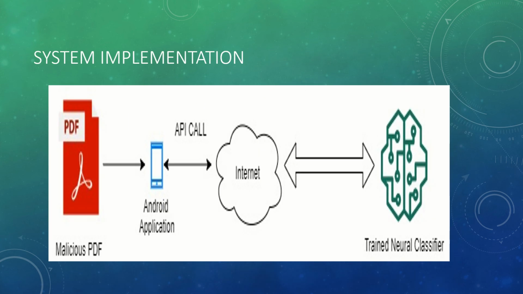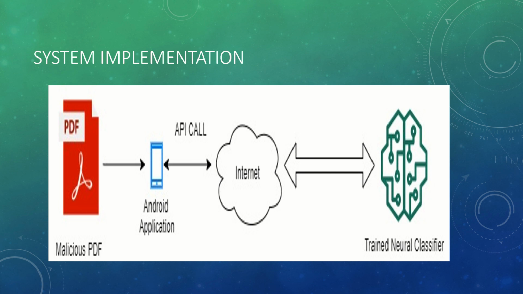This is the system implementation, and as we can see here, the diagrammatic representation of the system. A malicious PDF comes into the downloads folder of the Android system. As soon as it drops into the downloads folder, the Android application that we will be designing will keep an eye on that particular PDF file. As soon as the Android app detects a recent PDF file, it will create a copy of that file and send it via the internet to the trained neural classifier, which we will be hosting on the AWS cloud.